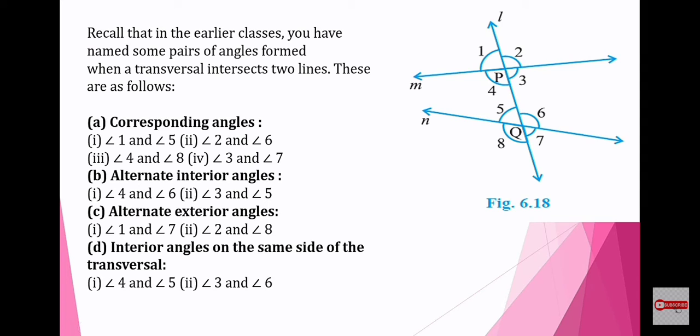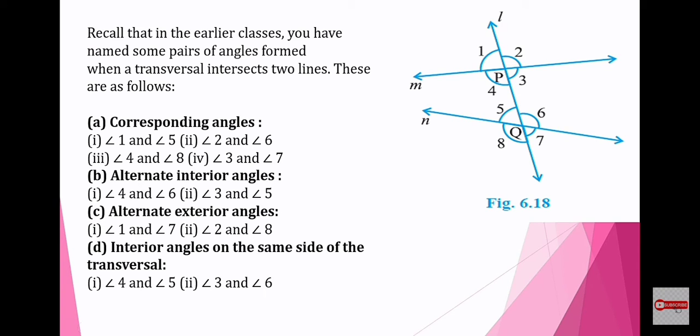Next is interior angles on the same side of the transversal. So from the figure, angle 4 and angle 5, similarly angle 3 and angle 6 are interior angles on the same side of the transversal. They are the interior angles on the same side of the transversal.